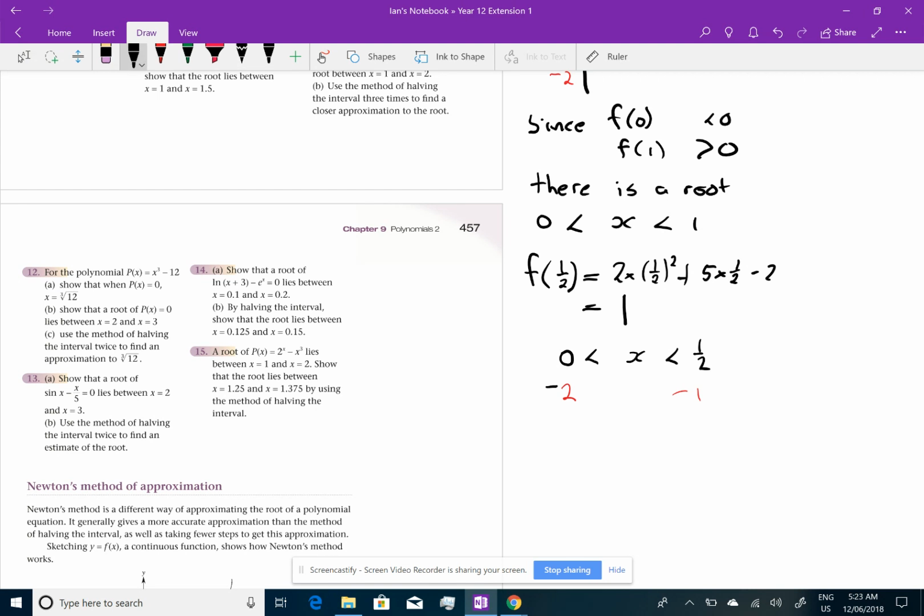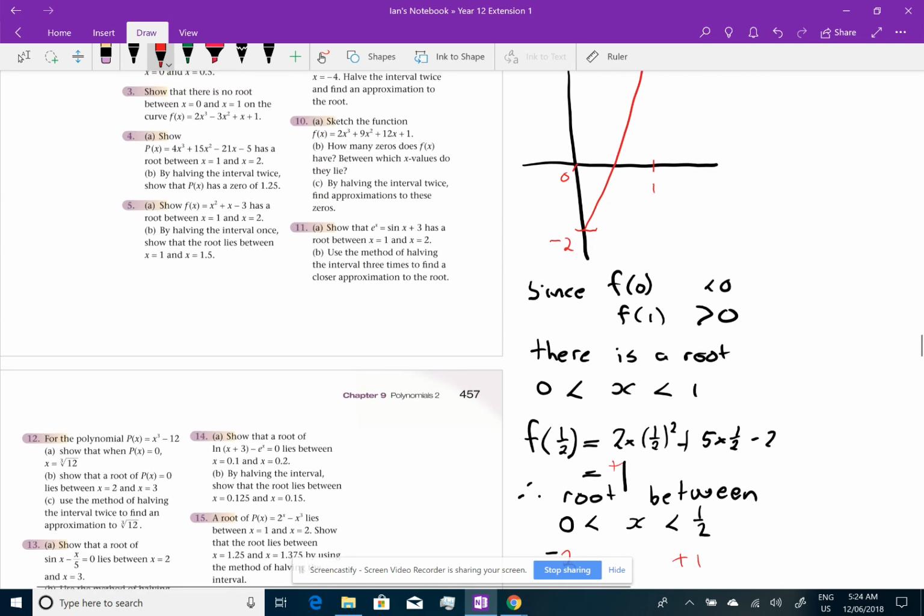So therefore, the root is between x equals 0 and x equals a half. Because, sorry, that's positive 1. All right, positive 1. Let's go on to another one.